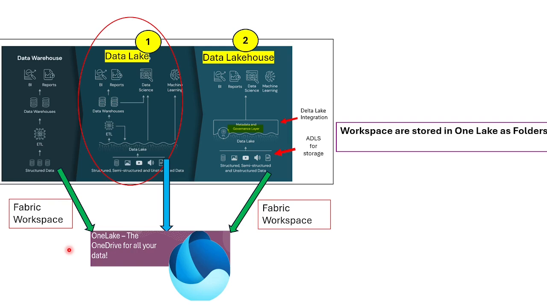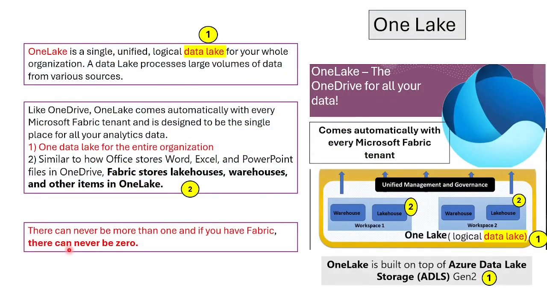And that is why we first learned all of these concepts. And that's how it clubs beautifully with Fabric, right? So again, OneLake is a single unified logical data lake for your whole organization. And a data lake processes large volumes of data from various sources. So like OneDrive, OneLake comes automatically with every Microsoft Fabric tenant and is designed to be the single place for all of your analytics data.